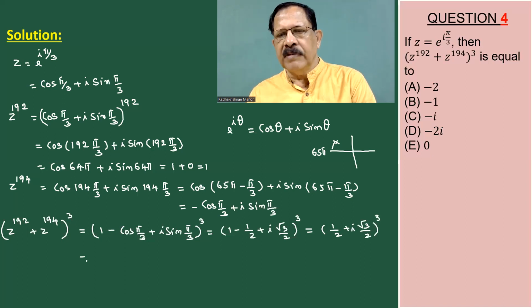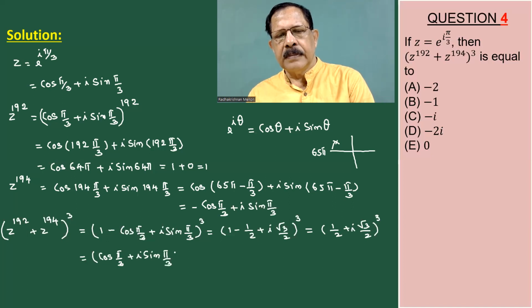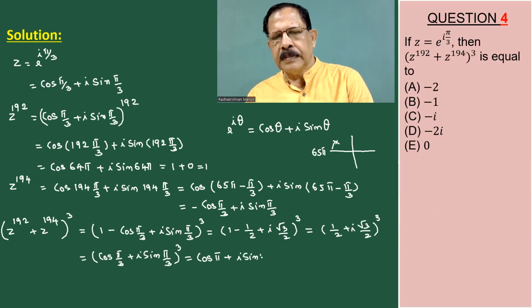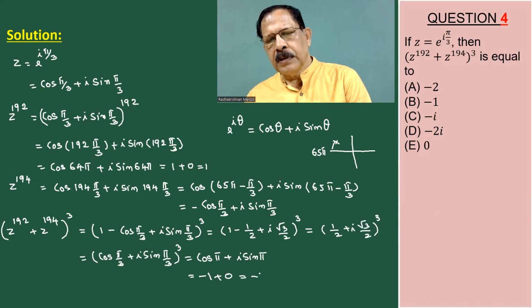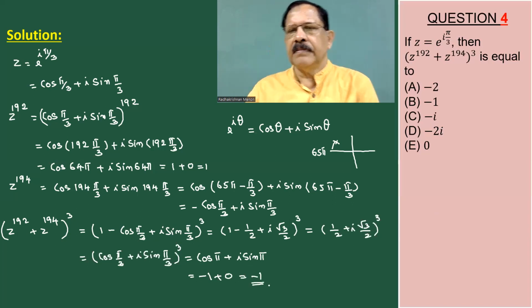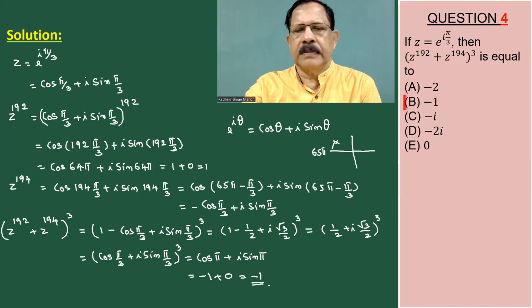Again, we can use de Moivre's theorem. Now, 1 by 2 plus i root 3 by 2 is nothing but cos pi by 3 plus i sin pi by 3, the whole cube. By de Moivre's theorem, it is cos pi, 3 into pi by 3, plus i sin pi. Cos pi, you know it is minus 1. Sin pi is 0. So the answer is minus 1. The solution is a little lengthy, so the answer for this question is minus 1.